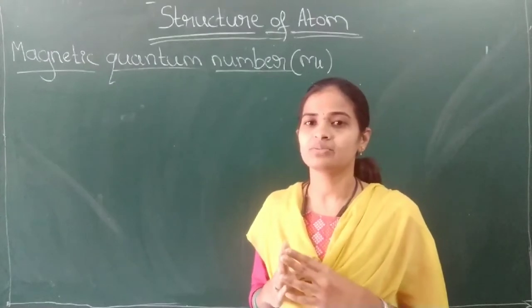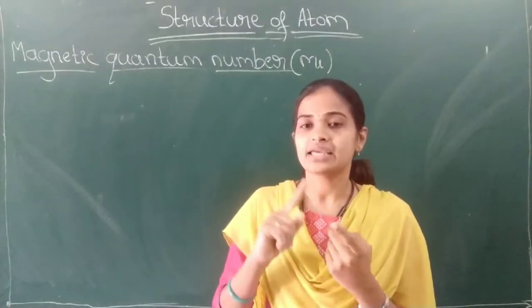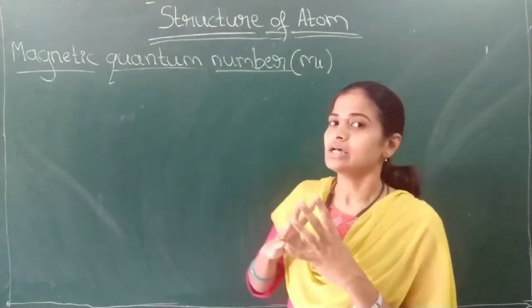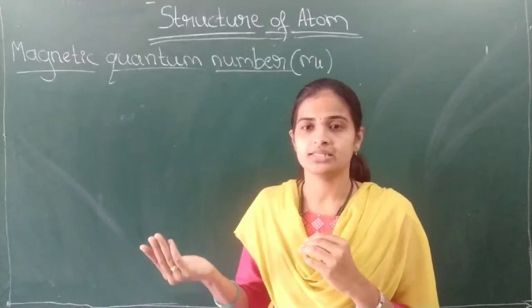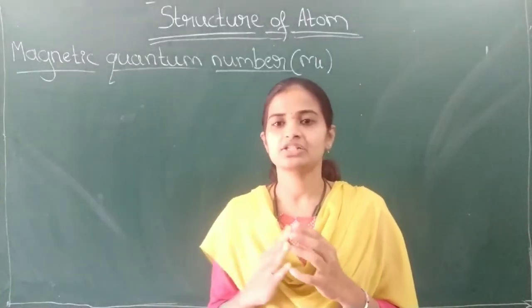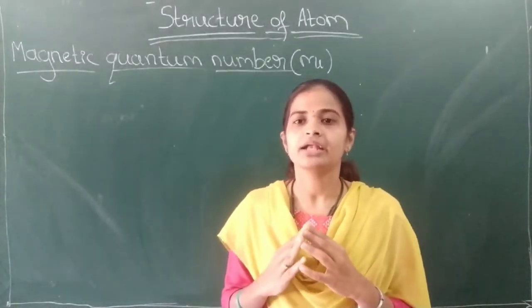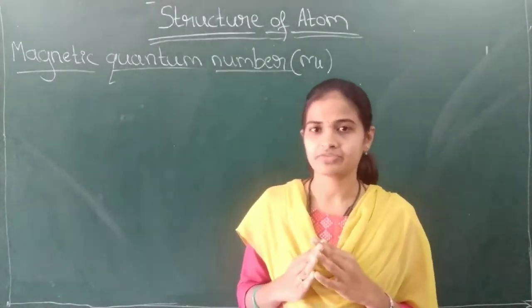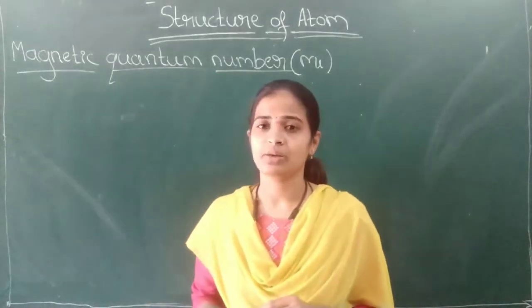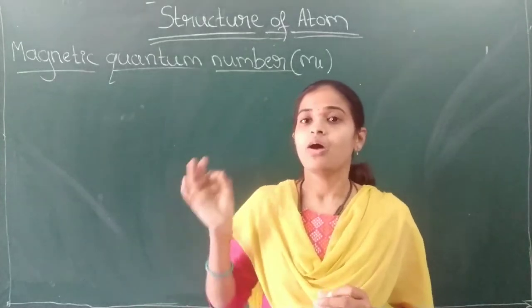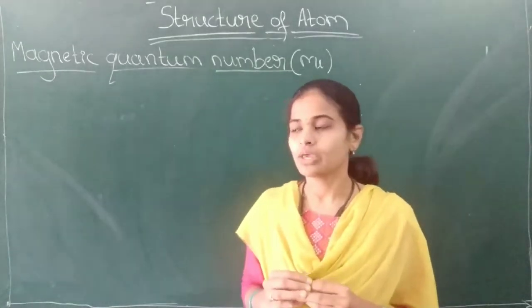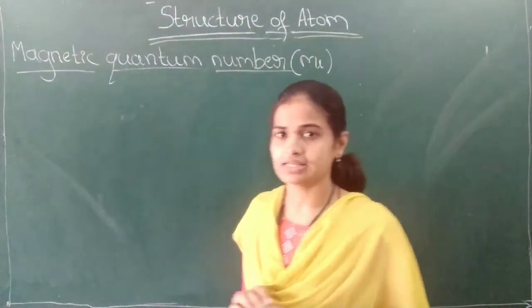Azimuthal quantum number gives the information about the size of the subshell, and also the shape of the subshell. The s subshell is spherical in shape, p subshell is dumbbell in shape, and d subshell is double dumbbell in shape, that we have studied. And here magnetic quantum number gives the information about the orientation of the orbitals in space, that we have discussed. And how to write the values for the magnetic quantum number?